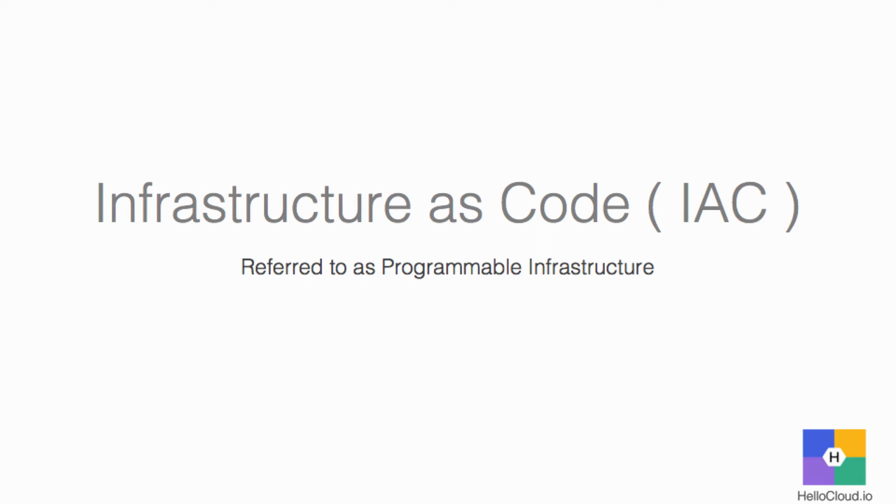In this video, we're going to be discussing what is infrastructure as code. Infrastructure as code is referred to as programmable infrastructure, meaning applying tools and practices from software engineering to infrastructure management. Basically, it can automatically manage and provision your IT infrastructure resources, such as your compute resources, network resources, storage resources, everything through code, rather than manually performing steps.